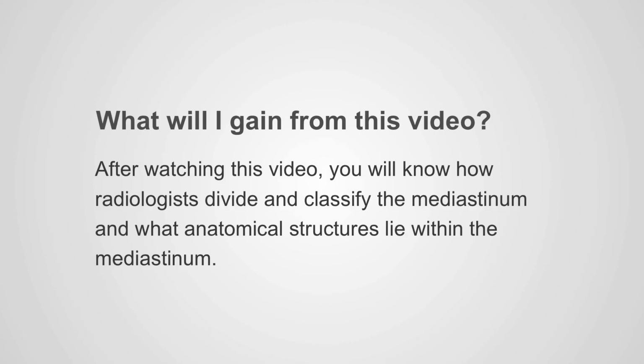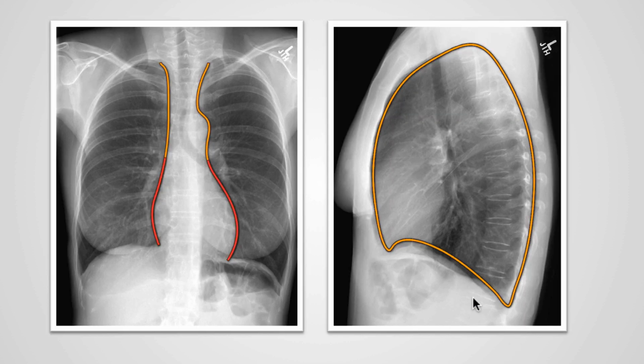What will I gain from this video? After watching this video, you'll know how radiologists divide and classify the mediastinum and what anatomical structures lie within the mediastinum. The mediastinum is the region of the thorax that lies between the two lungs.